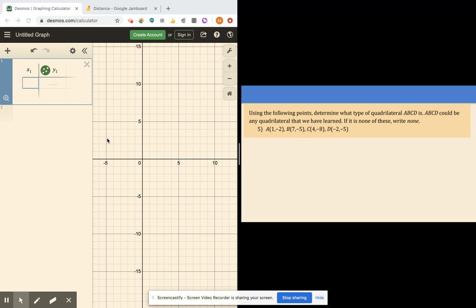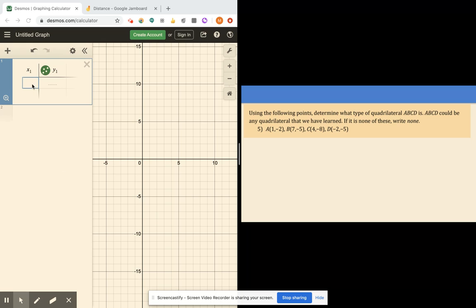Now, I'm using a program called Desmos, and you can use that if you want an electronic way of graphing and plotting points. With the way the points are written, you're going to want to plot them, label them, and connect them in the order they are written. So here we have a quadrilateral, and A, B, C, D are going to be your vertices. We need to determine which type of quadrilateral it could be from the ones you've already learned. So let's plot the points, connect them together, and see what we get.